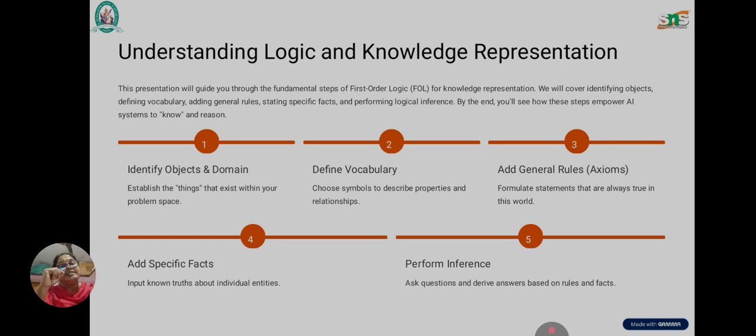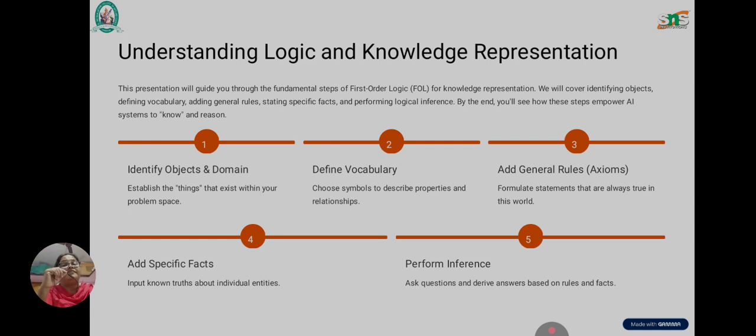Before going inside the video, we have to know what is the logic and what is the knowledge which we use to represent the first order logic. Firstly, first order logic, FOL, is used to represent the knowledge, and it also covers identifying the objects and vocabulary. We also have different sets of rules for performing inferences, etc.